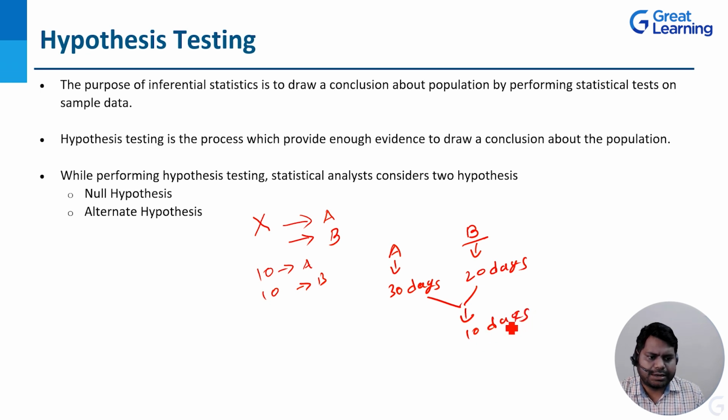So the company claims that there is a difference of 10 days in drug B. The patients who took drug B can recover faster by 10 days as compared to drug A. In order to check this evidence, the same exercise was performed again. So drug A, drug B. 10 people were given drug A and 10 people were given drug B.